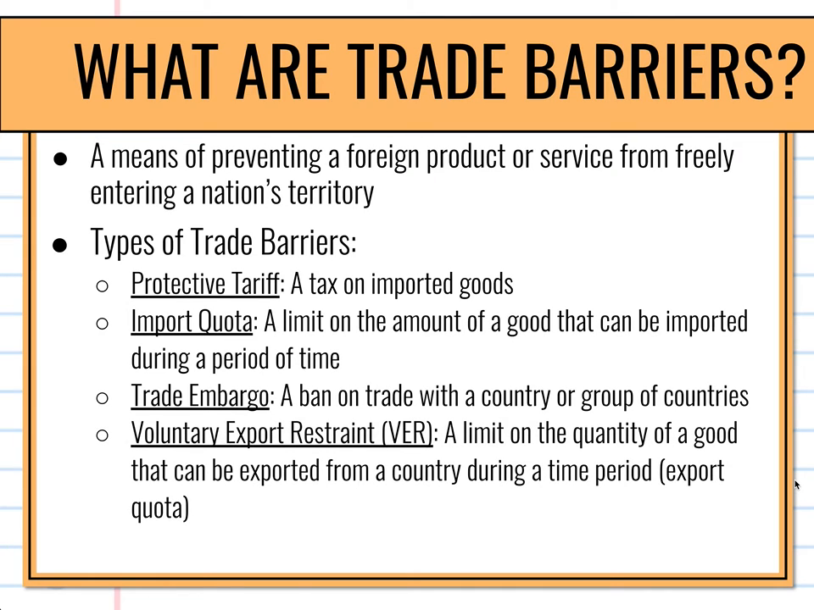And finally, we have what's known as a voluntary export restraint, or a VER. And this is a limit on the quantity of a good that can be exported from a country during a time period, otherwise known as an export quota. I do not know why they don't call it just an export quota. A voluntary export restraint is a very fancy way of saying an export quota.